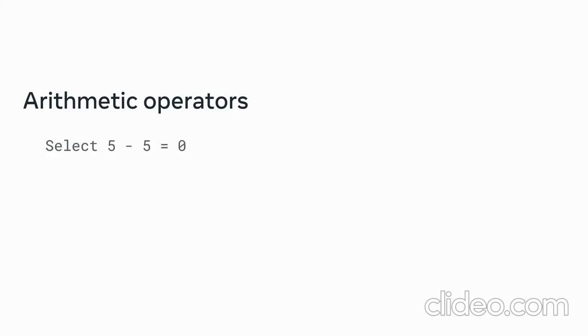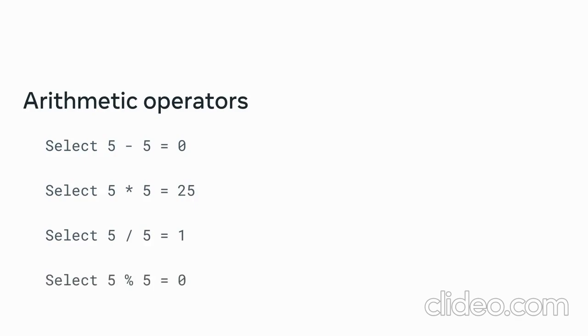With a subtraction operator, the output result is 0. A multiplication operator returns a result of 25. The division operator calculates the result as 1. And with a modulus operator, the result is 0, as 5 divided by 5 equals 1 with no remainder.